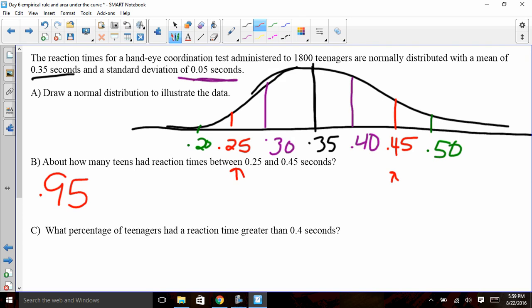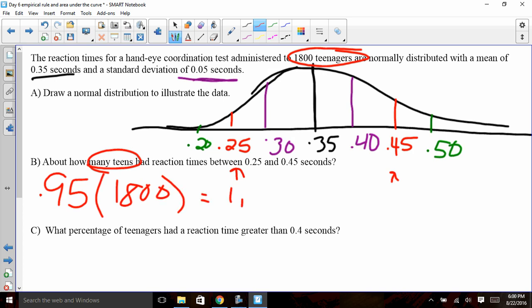Now I'm trying to find how many. So I'm going to take 95% of my total teenagers, and I'm told I have 1,800. So I'm going to take 0.95 times 1,800. And I'm going to come up with 1,710 teenagers.